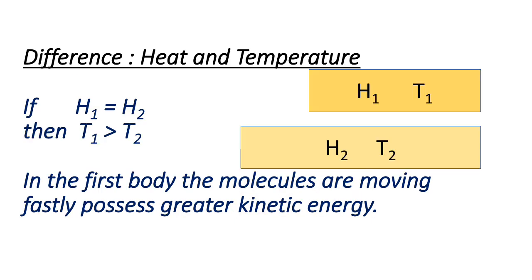So that's why, suppose we have this bigger body, here in every section the average kinetic energy of the molecules is lesser as compared to this. So that's why this body has greater temperature and this body has lesser temperature.